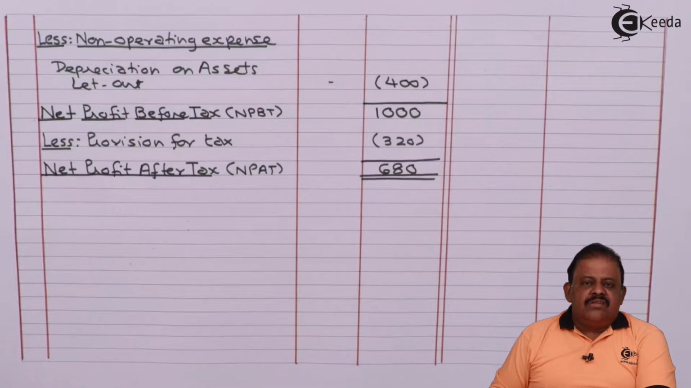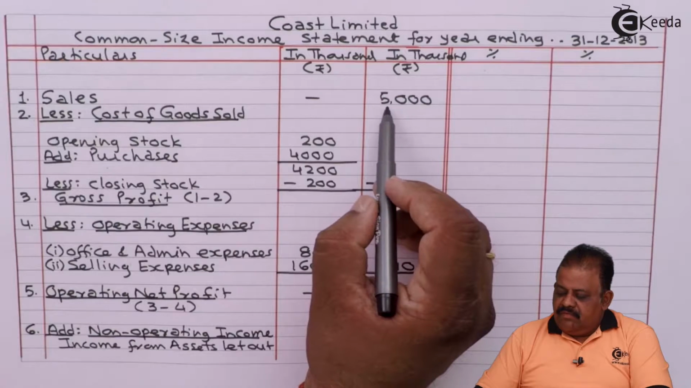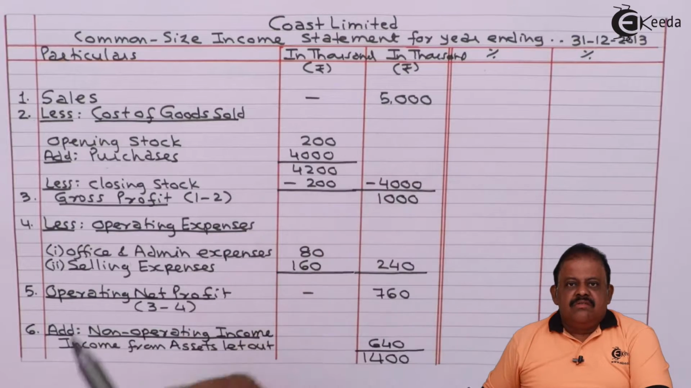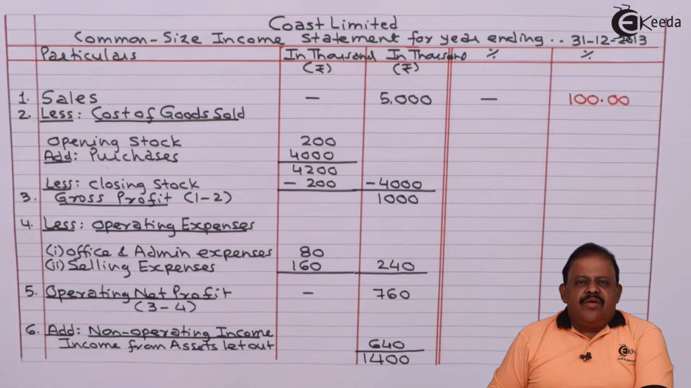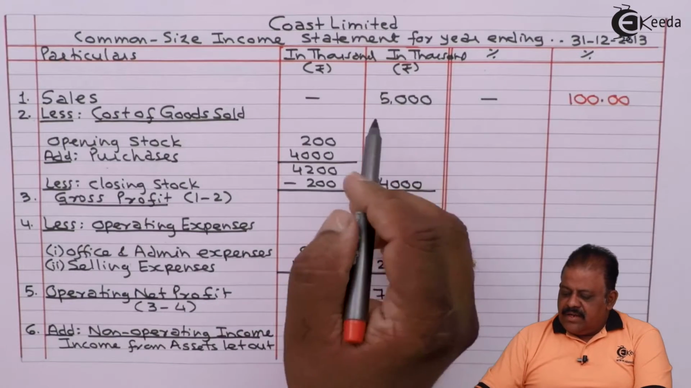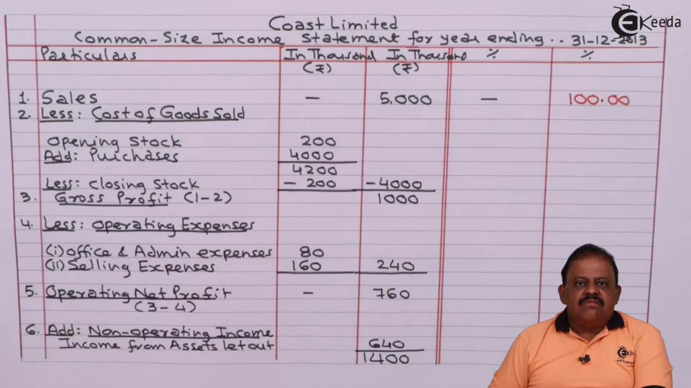Let us convert this into common size income statement. For that purpose, we are required to take net sales as what? Rupees 100. 5,000 we are required to consider as 100. Accordingly, all values in income statement will be converted as per rupees 100 taking base of 5,000.